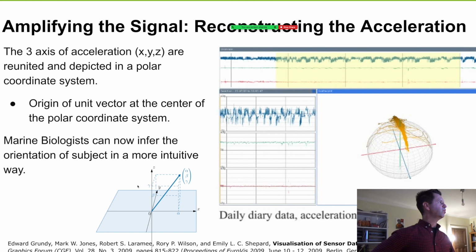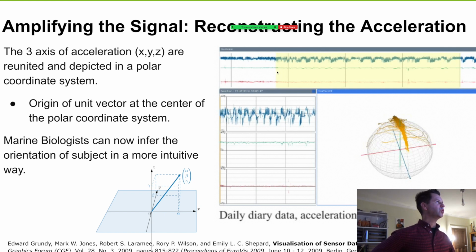So what we did was we reconstruct the vector back into its more natural and interpretable unit vector. So instead of deconstructing the acceleration vector into its 3 components, we take the 3 components and reconstruct the original vector. And then we position the origin of that unit vector at the center of the polar coordinate system as shown in this image. So now, instead of 3 separate components, we can look at the original acceleration vector in a polar coordinate system, which is much more intuitive than the 3 independent components.